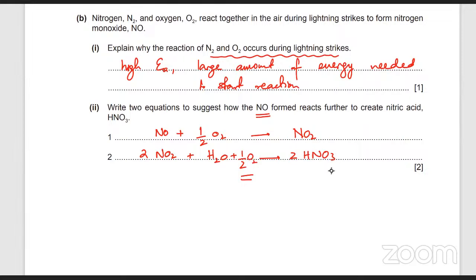There's another equation as well, which is that you can react NO2 with water and it can form two acids. One is nitric acid, the other one is nitrous acid. Both equations are acceptable. Since he was only asked for nitric acid, I went with this one.